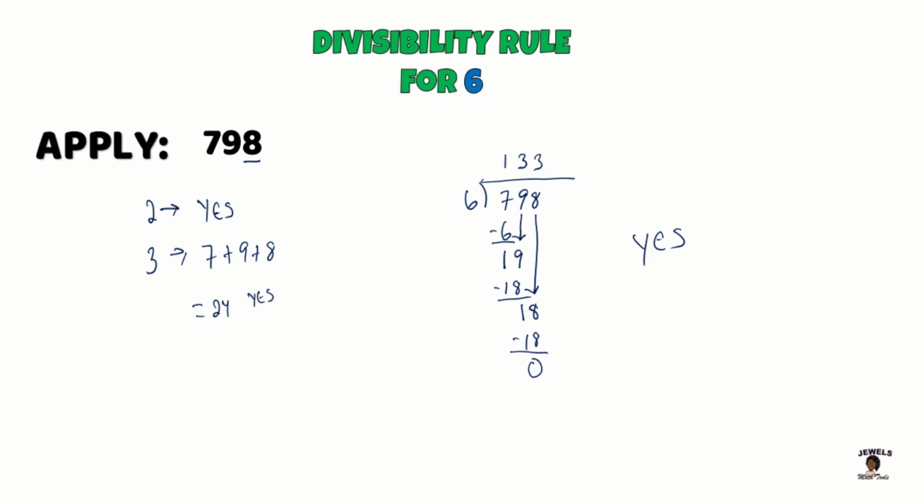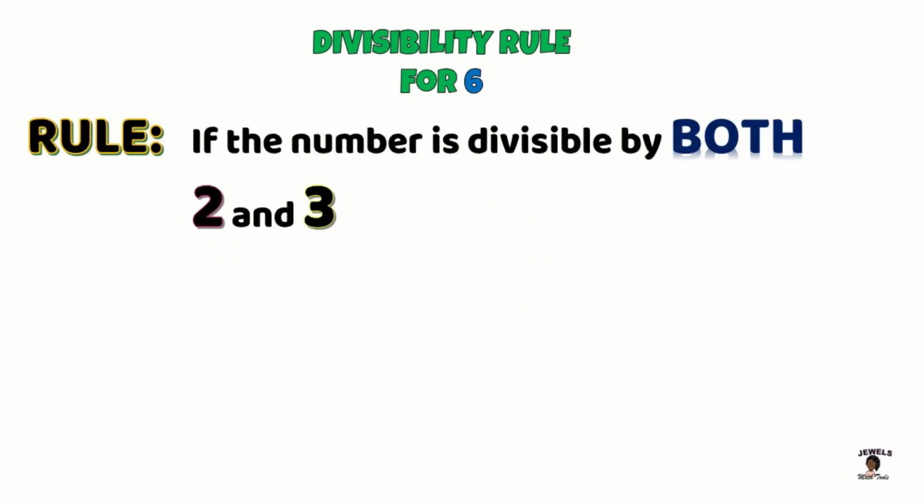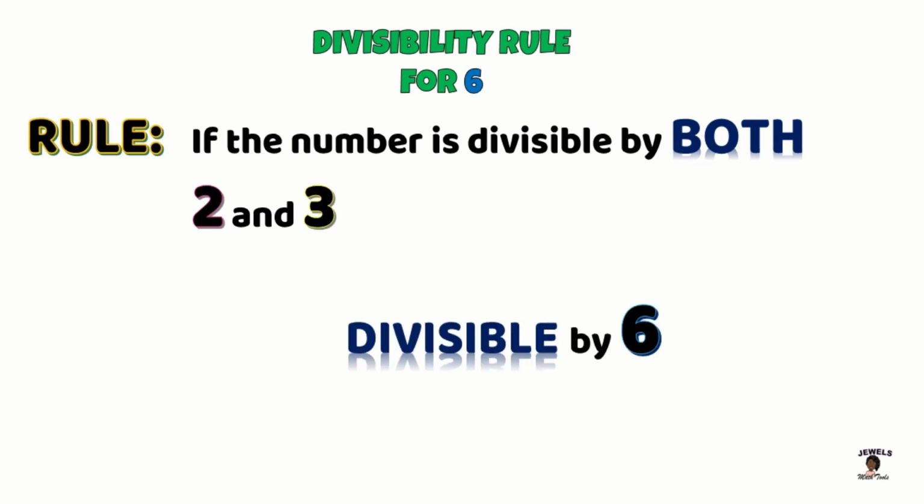Okay, so let's review before we close out. Our rule for 6 simply tells us that if our number is divisible by both 2 and 3, at the same time on the same number, then our number is divisible by 6.